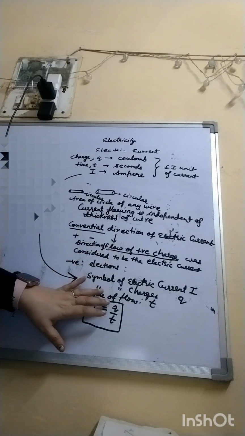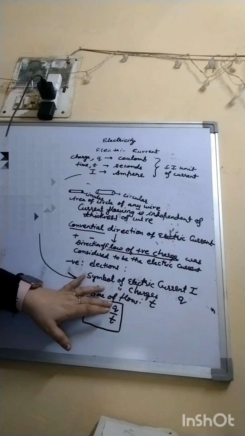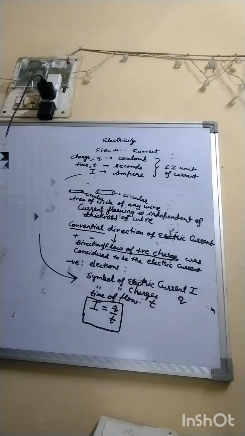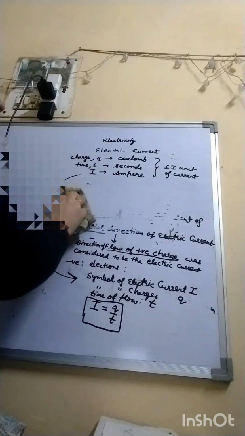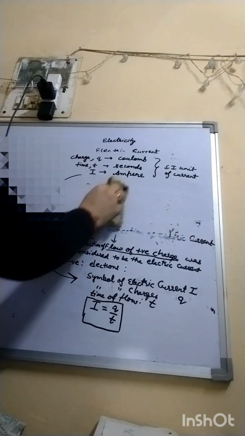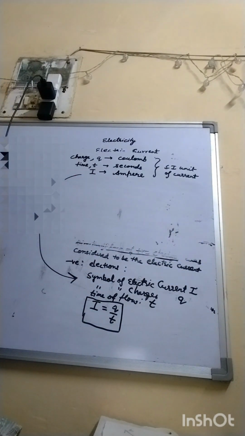Definition: amount of charge flowing per unit time. So per unit means the time would come in the denominator and charge would come in the numerator. This you must always remember. Per unit time. Per means you have to divide with the time.